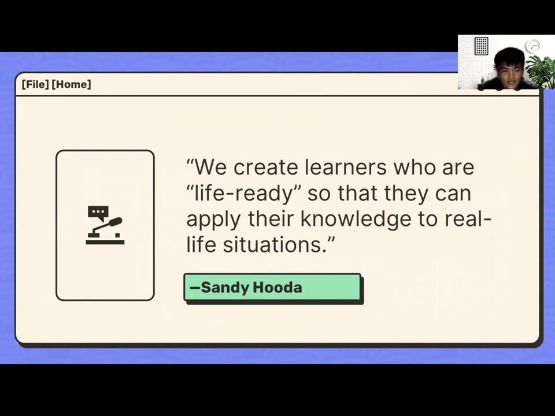According to Sandy Huda, we create learners who are life-ready so that they can apply their knowledge to real-life situations. The quotation itself says that the teachers or the educators create learners who are life-ready, so that the students will have to face the reality in the future by using their knowledge. They can apply it to real-life situations and use it to combat the real world, okay? Their future as an individual.